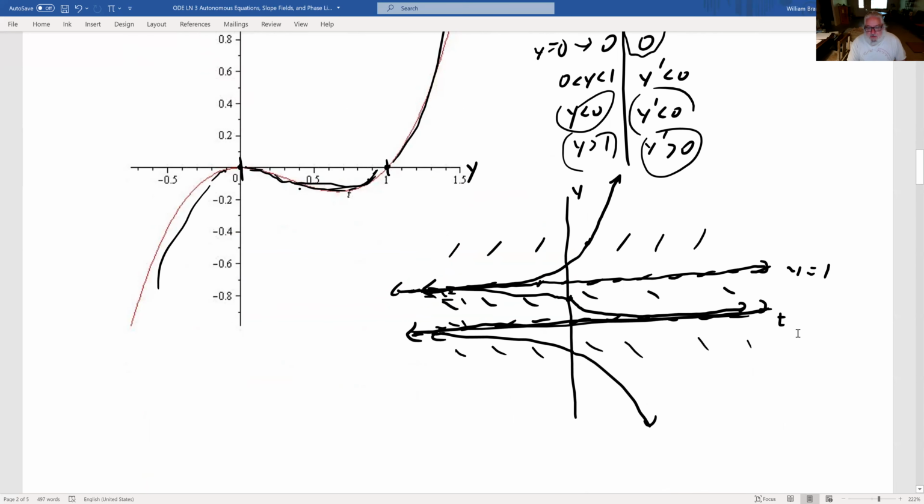Not much. This one's increasing, defined for all time in forward and backward time, and it approaches y equals 1 in backwards time. We don't know what the domain is going forward. In between y equals 1 and y equals 0, the solutions exist for all time because they're asymptotic in backwards time to y equals 1 and asymptotic in forward time to y equals 0. And this case is sort of similar to this case.